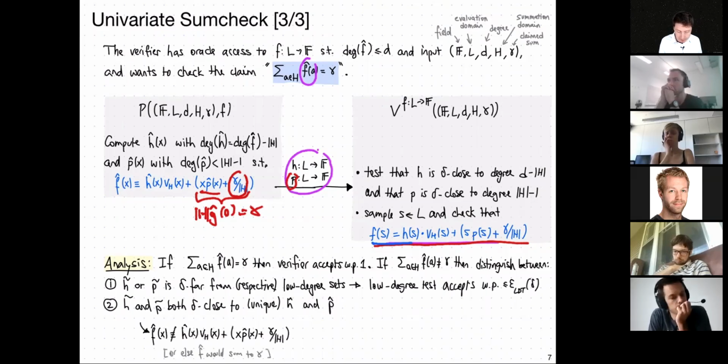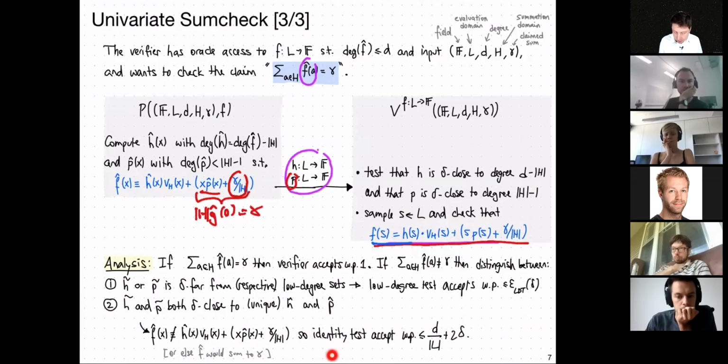In the other case, it must be that this polynomial identity does not hold, because if it did hold, it would tell us that F hat would sum to gamma. So it cannot be that this polynomial identity holds. But look, we are testing it precisely here. So the identity test will accept with at most probability D over L plus the error term of making one query into a delta noisy variant of H and a delta noisy variant of P, right? So we pay a 2 delta here.